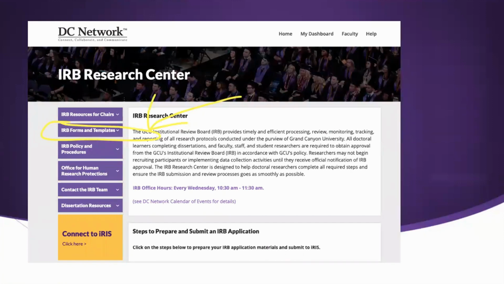So let's take a quick look at our fabulous IRB page on the DC network. We have all kinds of information. You're going to see right there at the beginning, we have the IRB office hours that are hosted every Wednesday. So tomorrow morning, we hope that you'll be able to join us if you have any additional questions. But for the sake of this presentation, we're going to focus on the IRB forms and templates. You'll see that that's the second button on the left once you log into the IRB page on the DC network.